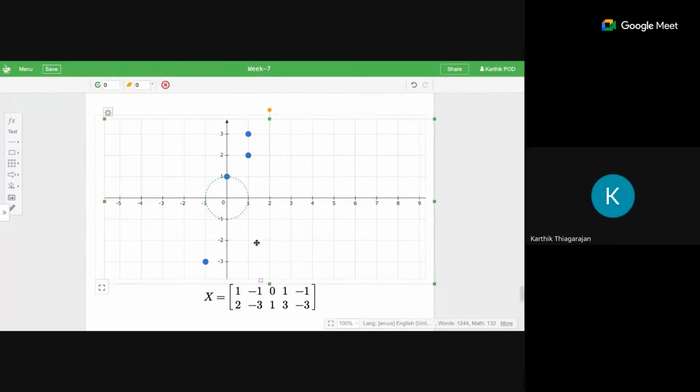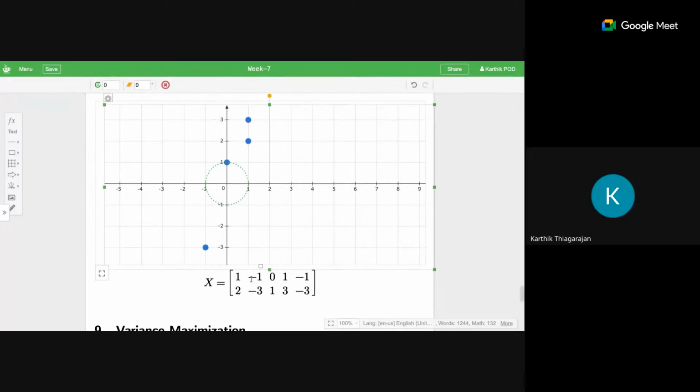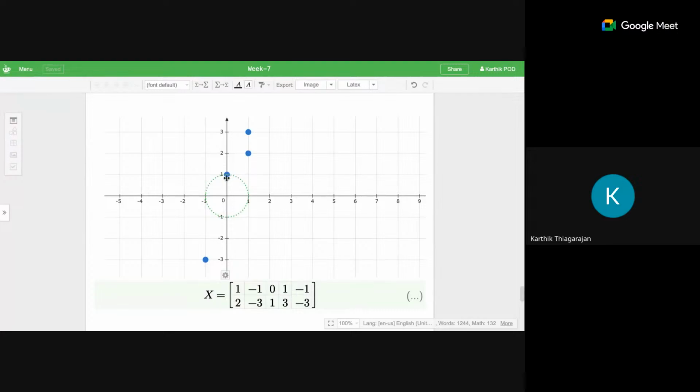Okay, are all the points there? No, 1, 2 is there. -1, -3 is there. 0, 1 is there. 1, 3 is there. Oh, -1, -3 is repeated twice. It's kind of irritating, no? So what we'll do is, instead of having -1, -3, let's say we have.